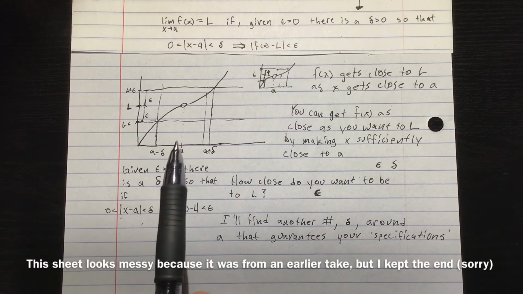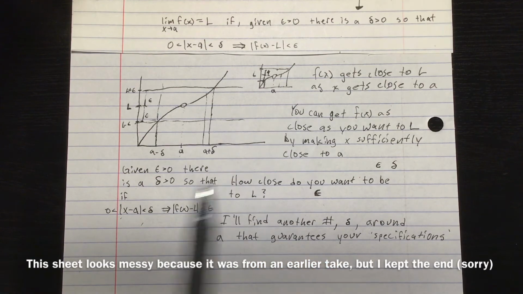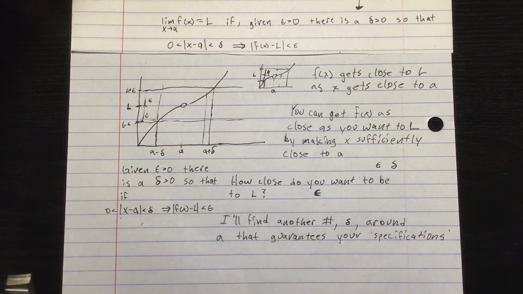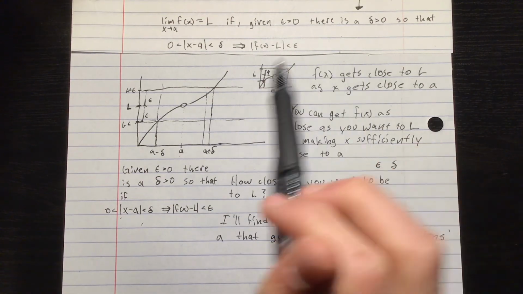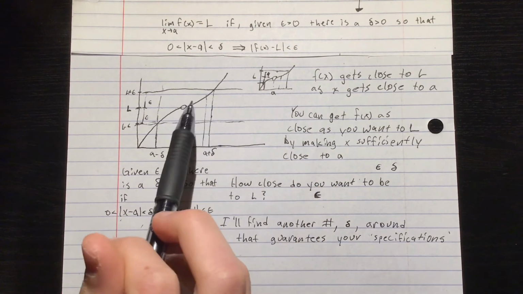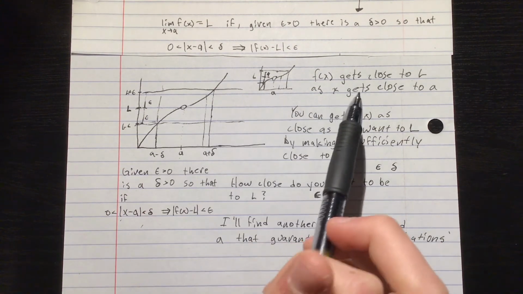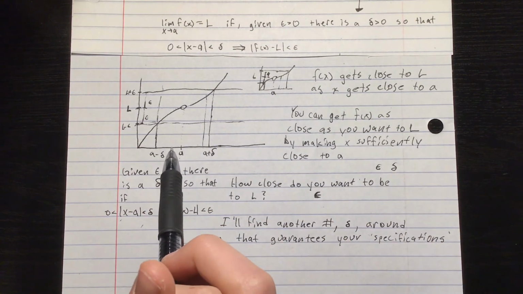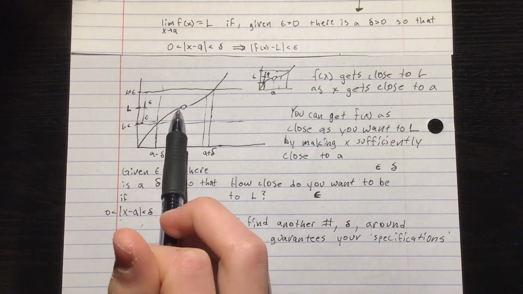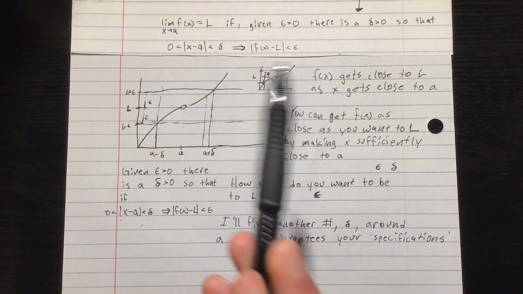So that is all that you have to know. Now let's just deconstruct what we've gone over so far. So we said f of x gets close to L, right? We get closer and closer to L as x gets close to A. As we get close to A, we're getting y values closer and closer to L. So that was your intuition.